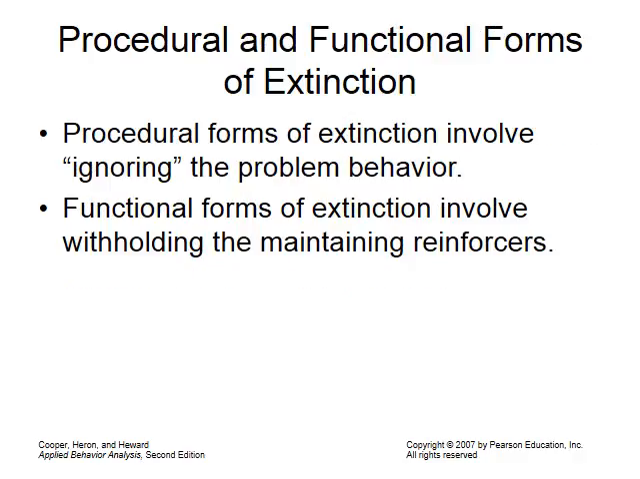So there are procedural and functional forms of extinction. For procedural, this typically is ignoring the problem behavior, so not delivering attention for the problem behavior. Whereas the functional form of extinction, we're going to identify what is maintaining the problem behavior, and we are going to withhold those functional reinforcers.